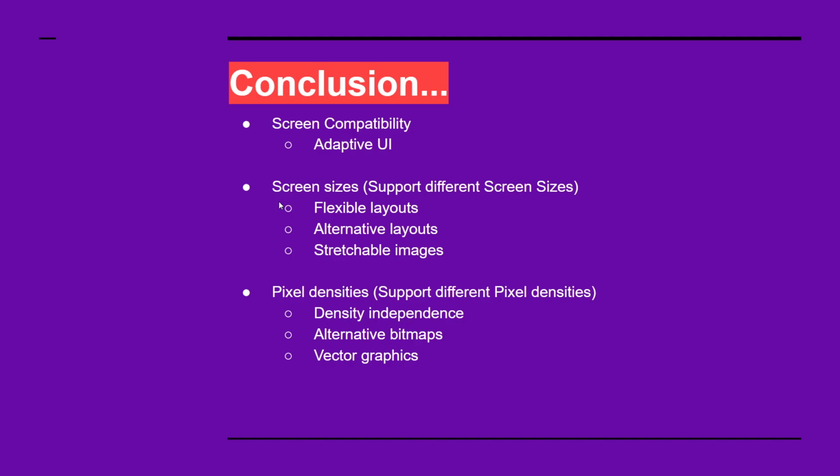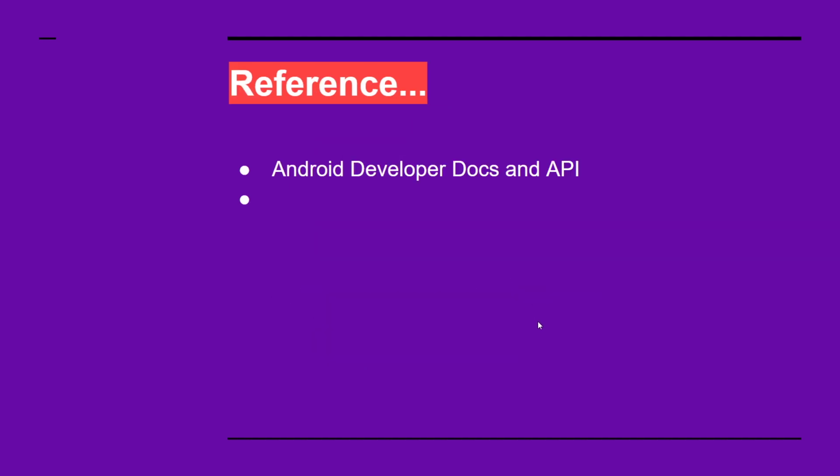So you have to make sure you provide these extra techniques under screen sizes, which are flexible layouts, alternate layouts, and stretchable images. And then you have to cover pixel densities, and the techniques are density independence, alternative bitmaps, and vector graphics. We'll have practical examples after this lesson for each of these areas.